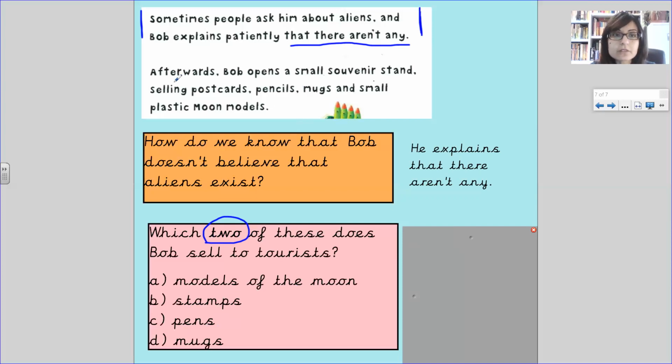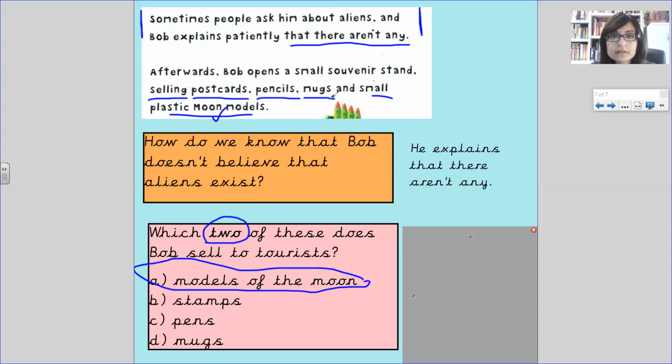So I'm going to go back up to the top and have a look. He opens a souvenir stand selling, this is our key word, he sells postcards, he sells pencils, he sells mugs and small plastic moon models. I'm going to check, so which of these does he sell? Models of the moon. Here we go, look, models of the moon is there. So he sells models of the moon. I can choose A.